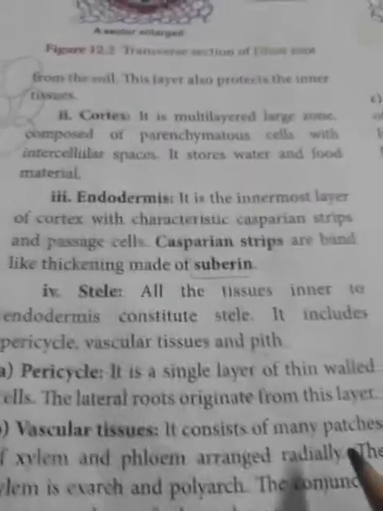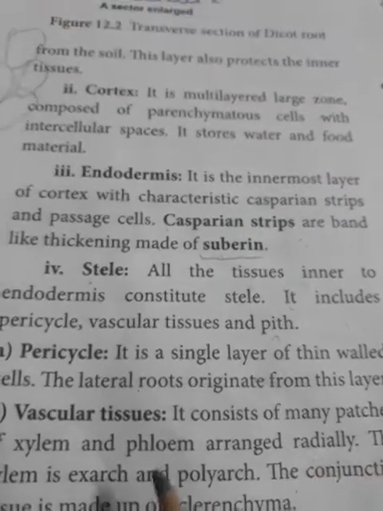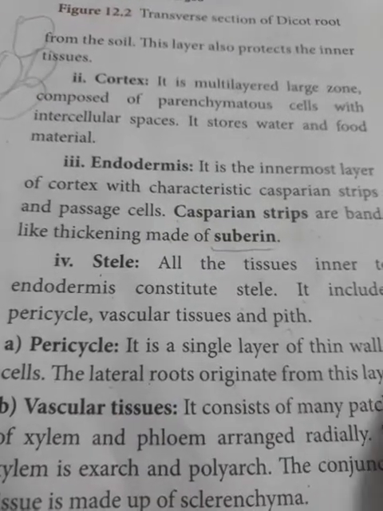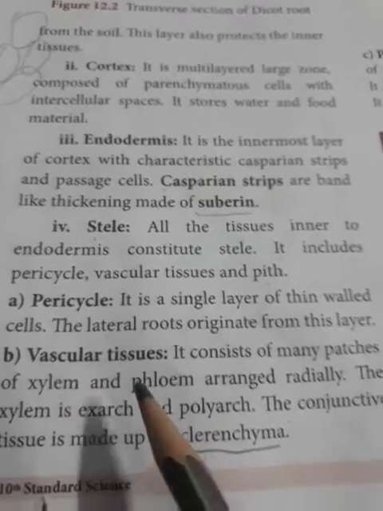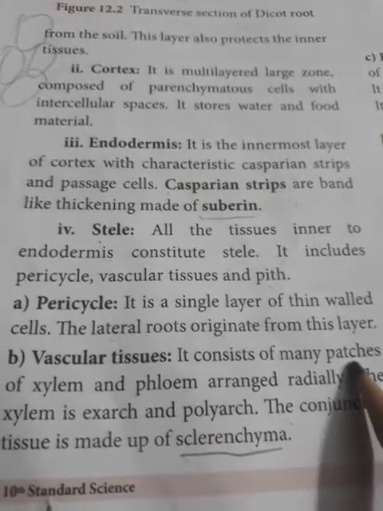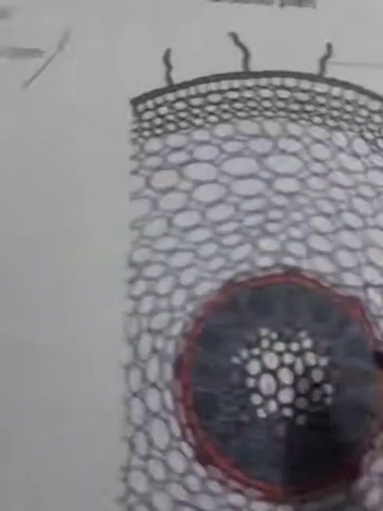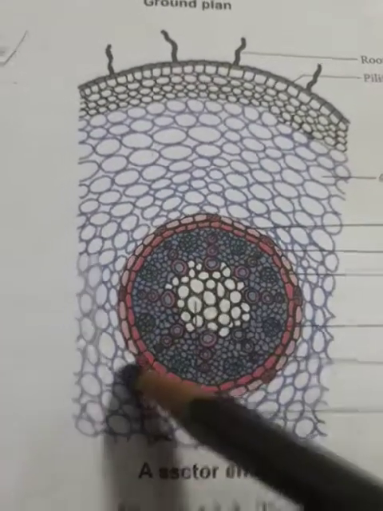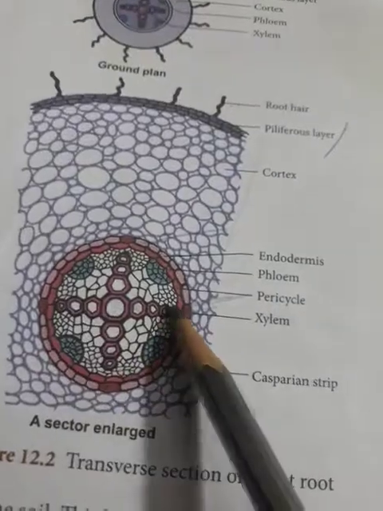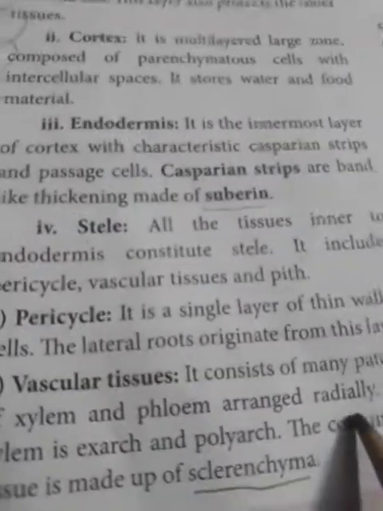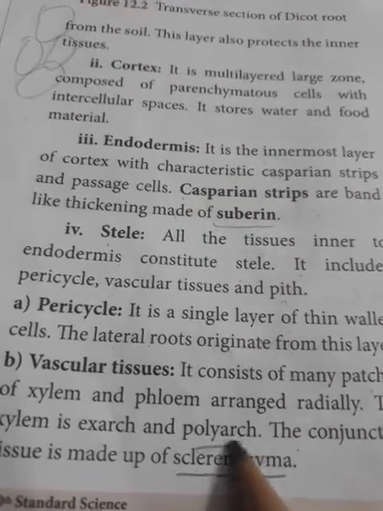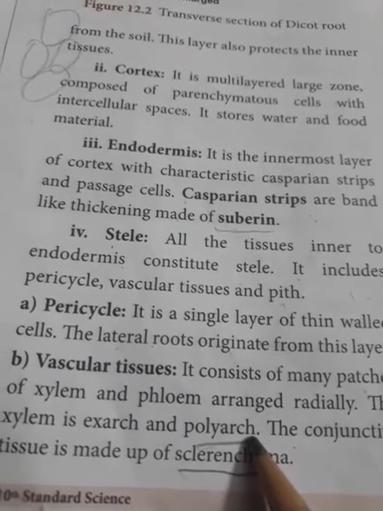Pericycle comes inner to the endodermis, a single layer of parenchymatous cells, which is called the pericycle. The lateral roots originate from this layer only. Vascular tissues consist of many patches of xylem and phloem. If you see here in the monocot root, this is xylem, this is phloem, so many are there. In case of dicot, we had seen 4, but here so many patches of xylem and phloem are present, arranged radially. The xylem is exarch and polyarch. In case of dicot root, we had seen it is tetrarch.